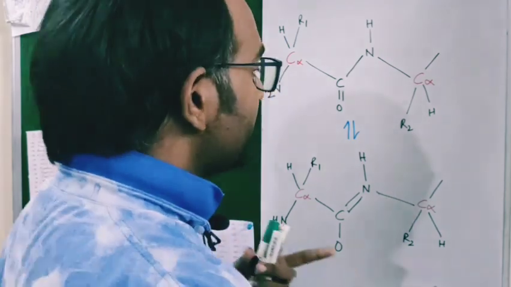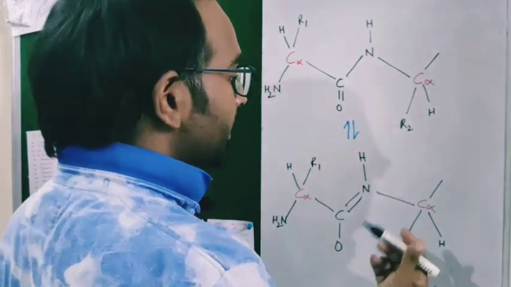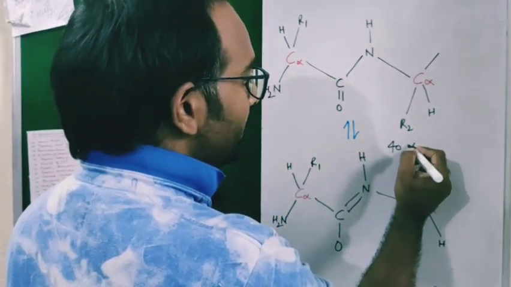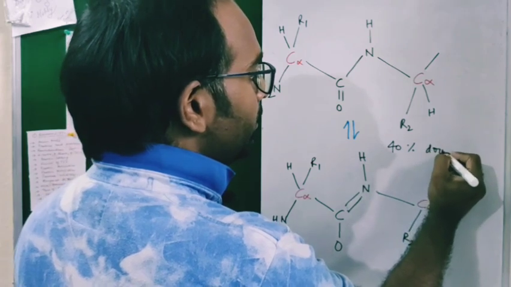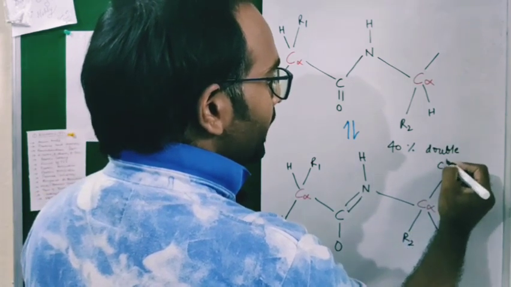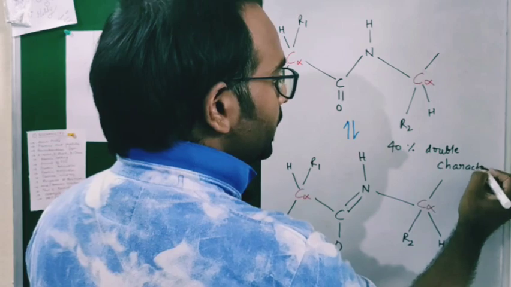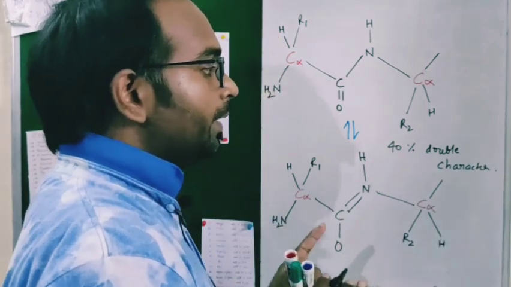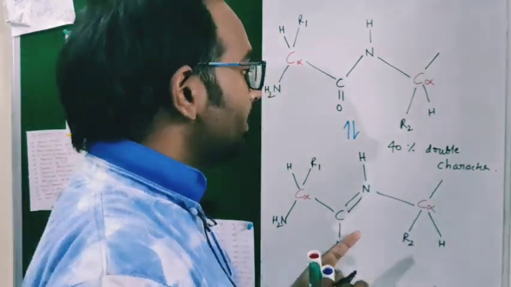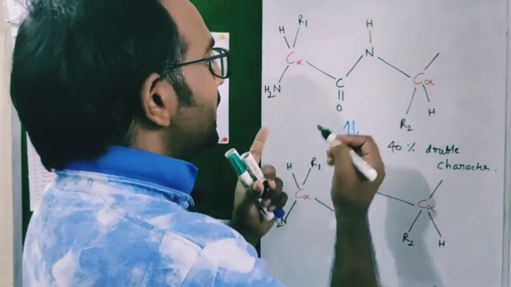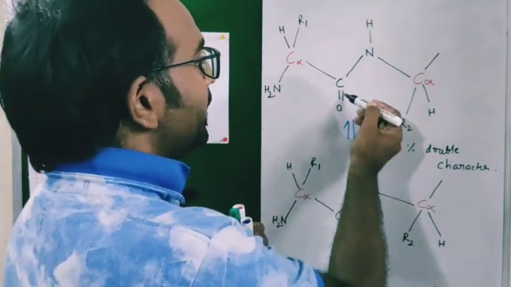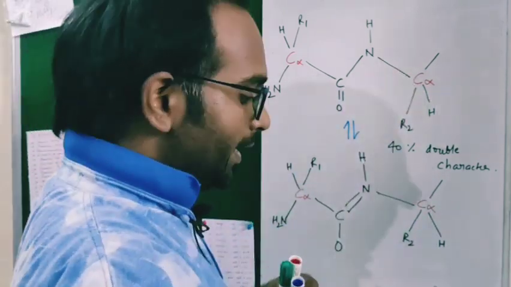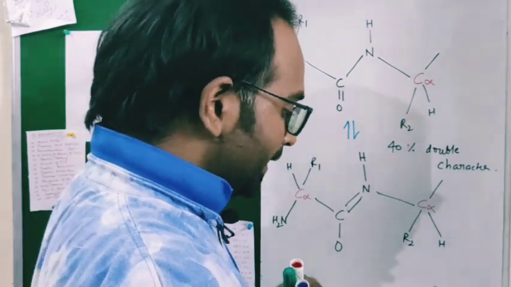And we also say that it has 40% double bond character. Got it? It is not fully a double bond, it has 40% double bond character because it has resonance property. It can resonate between the carbonyl carbon and the amide nitrogen, right?